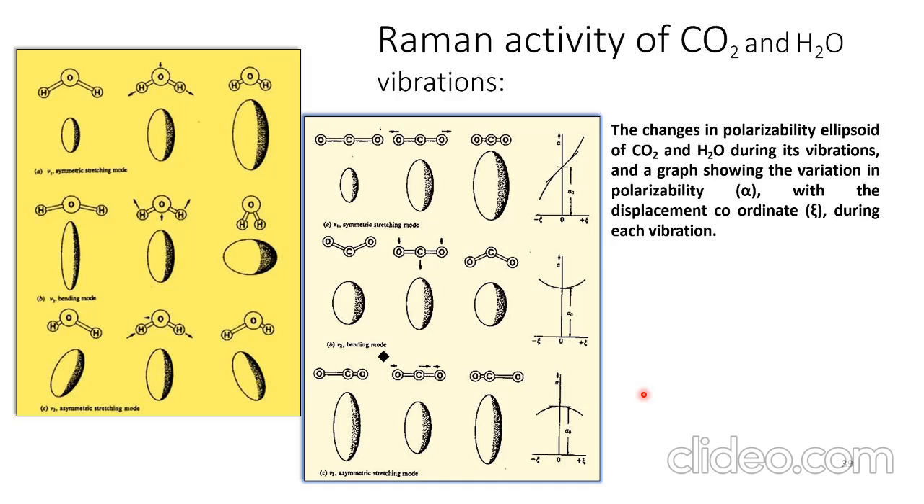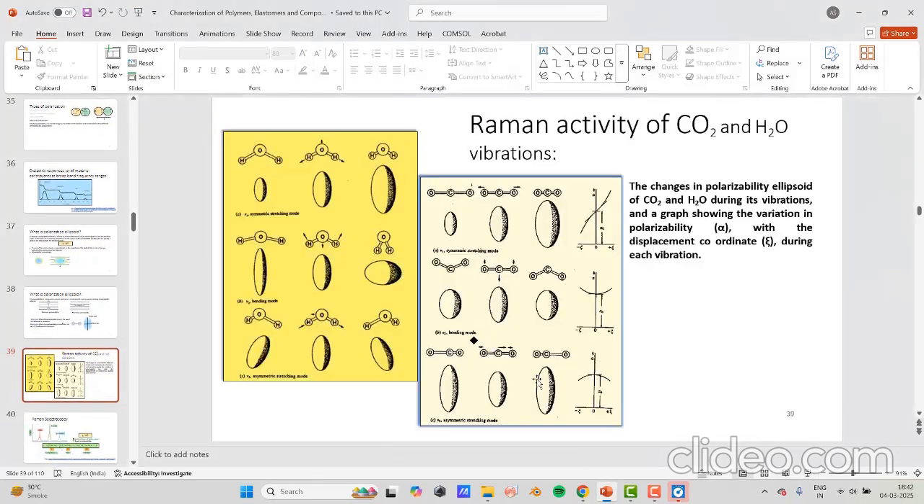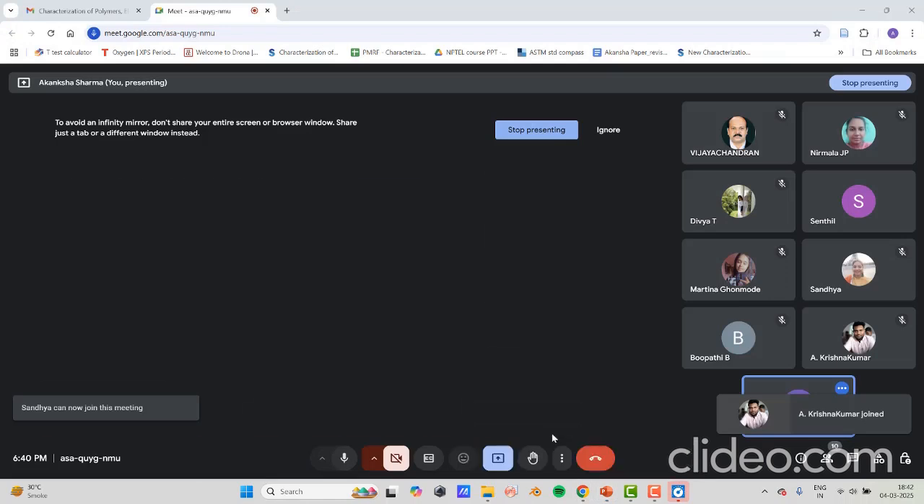So suppose in the case of CO2, the symmetric stretching will give a better signal in Raman. However, in the case of FTIR, which we have seen, the symmetrical stretching will not give any signal at all in the IR. However, in the Raman, the symmetric stretching will give a good signal, and the asymmetric will not give much signal.